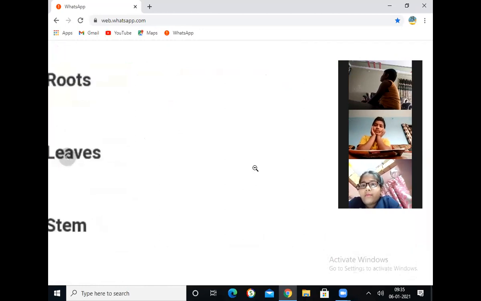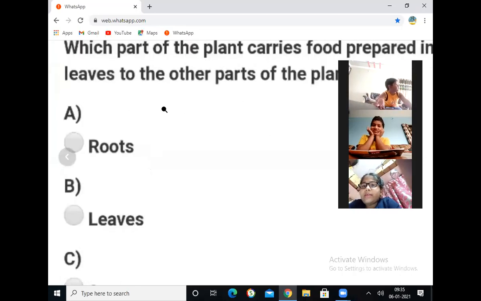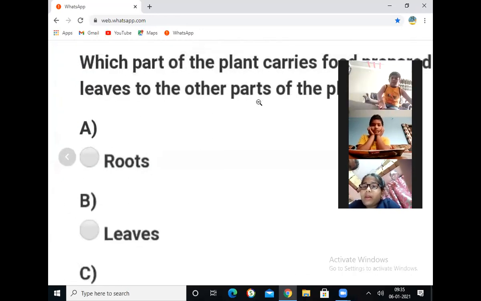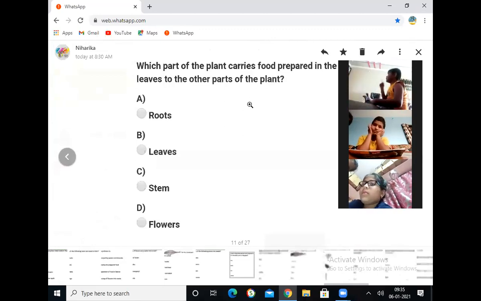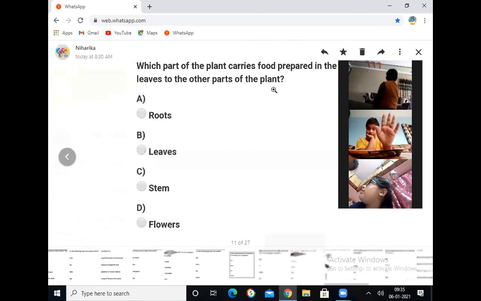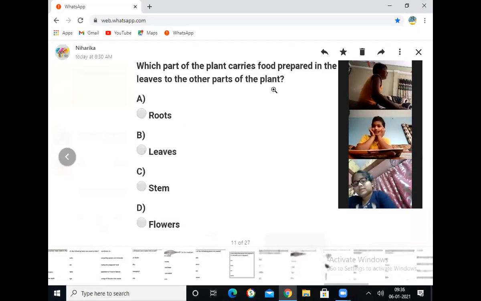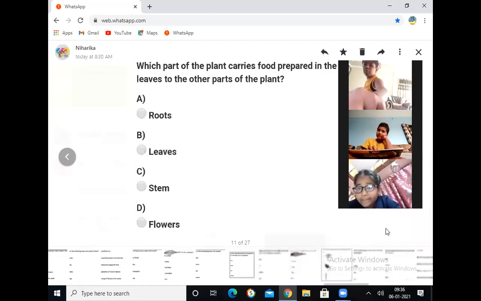Which part of a plant carries food prepared in the leaves to the other parts of the plant? Roots, leaves, stem and the flowers. Stem. Yes, very good. The answer is the stem. Stem will transfer all the food material which is prepared in the leaf to all the parts of the plant, to the roots, to the remaining parts also. Okay, fine.